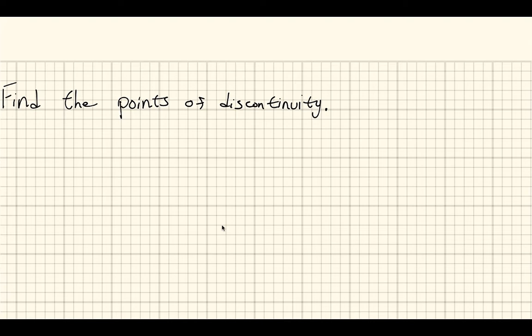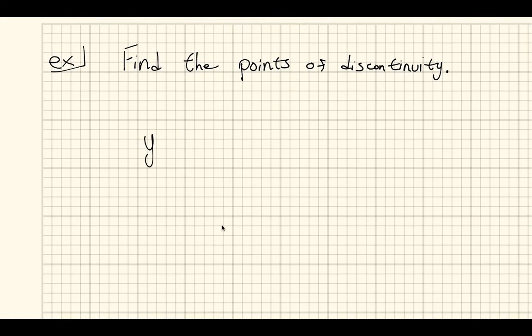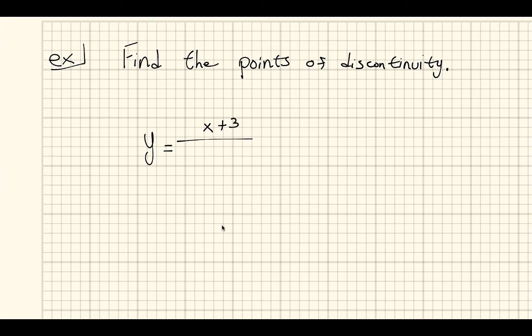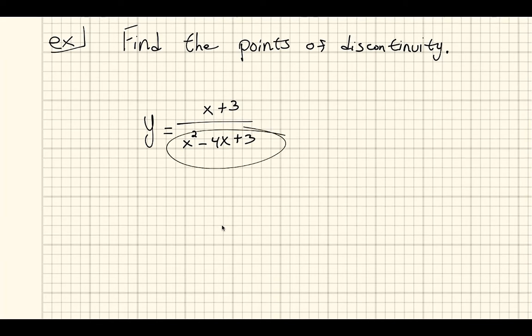all right, find the points of discontinuity, and here's my equation, y equals x plus 3 over x squared minus 4x plus 3. Okay, so here's what you'd be given in a problem, an equation, and we want to find the points of discontinuity. Okay, so I'd mentioned take the denominator, set it equal to 0, and let's solve that. So just this portion, I don't have to be worried about the x plus 3 when I'm solving this on top. So x squared minus 4x plus 3 equals 0.